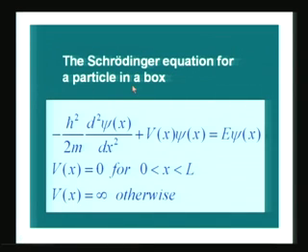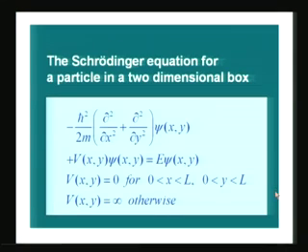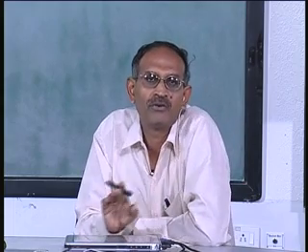The Schrodinger equation for a particle in a box is minus h bar square by 2m d square psi by dx square plus V psi is equal to E times psi, where V is 0 for the particle inside the box and is infinity otherwise. This is one model. The second is, of course, instead of a one dimensional motion, we can have a rectangular box and we can think about the particle moving in 2 dimensions or in 3 dimensions or in n dimensions.